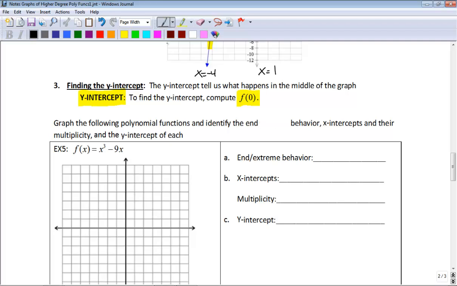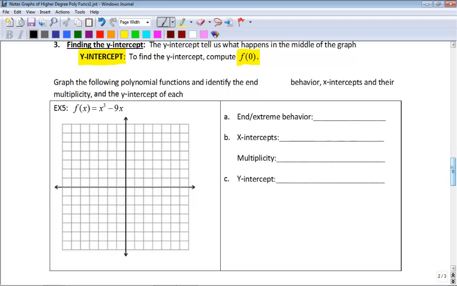Okay, well, let's look at example 5 here. Example 5 tells us to graph the polynomial function, and then we want to identify the end behavior, the x-intercepts and their multiplicity, and then the y-intercept. Well, remember, how do you find end behavior? Well, end behavior depended on your leading coefficient and your degree.